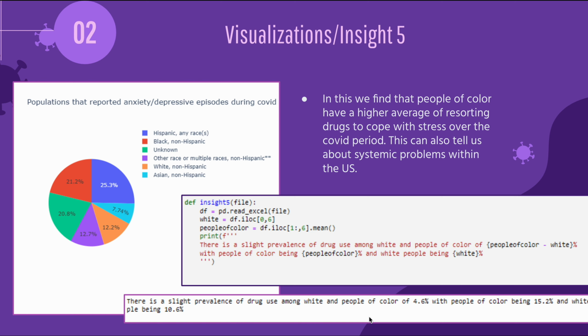So this visualization also plays into that. It's a pie chart of the reported anxiety and depressive episodes that people had for the survey that we pulled during COVID. And this, we find that people of color have a higher average of resorting to drugs to cope with stress over the COVID period from the Insight 5. And this can also tell us about systematic problems within the U.S., where some people have access to drugs more than another race, and they're more liable to indulge in it.